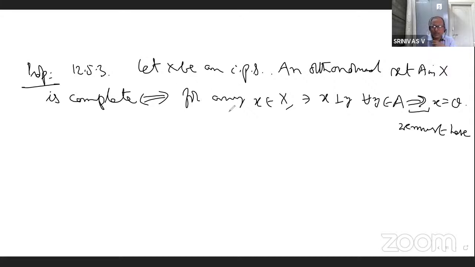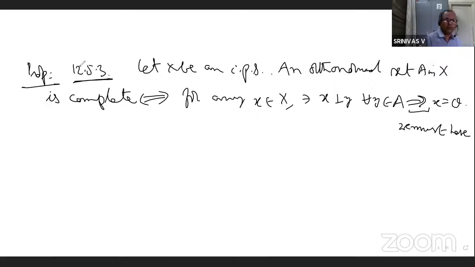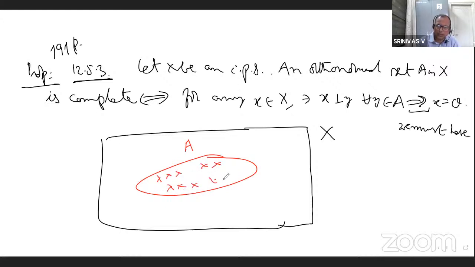This is 12.5.3, page number 191. Let X be an inner product space. An orthonormal set A in X is complete if and only if this is true. You are inside an inner product space, taking an orthonormal set A. These elements are mutually orthogonal and they are all unit vectors. Then the set is complete provided this condition is satisfied. When you say an orthonormal set is complete, it means it is not contained in any other larger orthonormal set. So if that is true, then we can obtain this. See how.